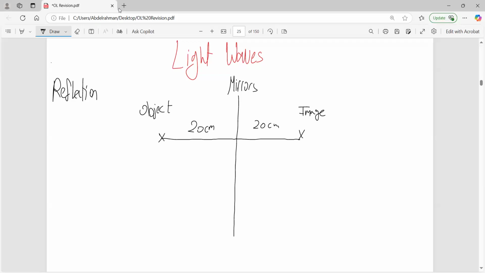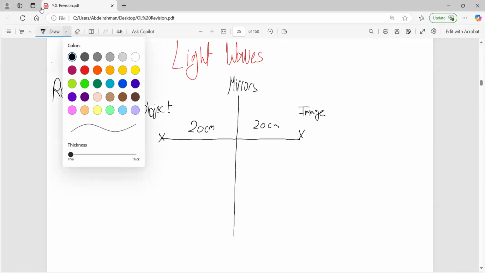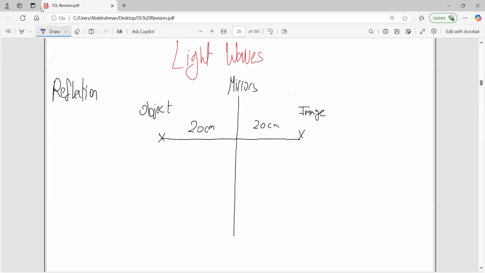First of all, you need to draw two main rays. The first ray, the 20 centimeter distance, can be considered one of the rays, which will reflect and then be extended on the other side to find the image. For the second ray, I draw another ray with any angle from the object to the mirror, and this is the direction of this wave.